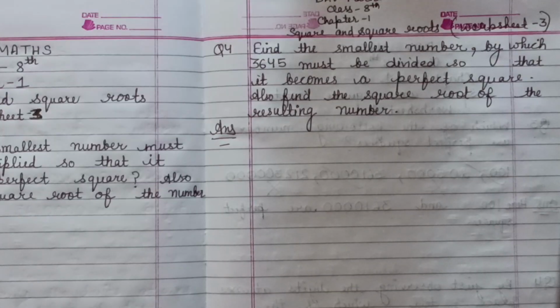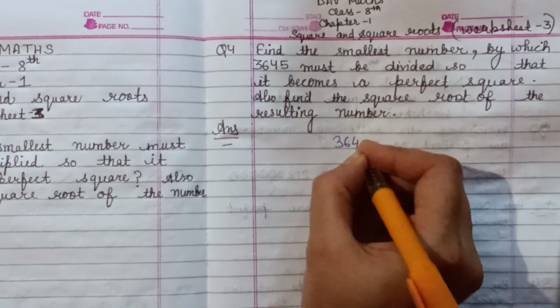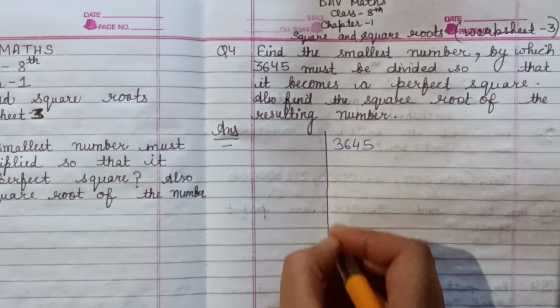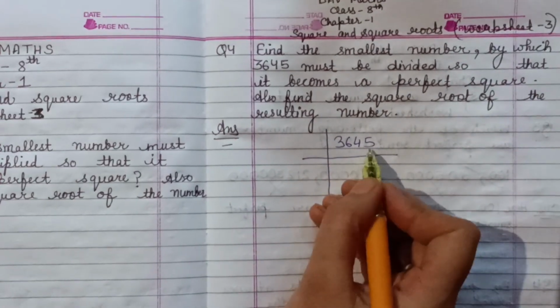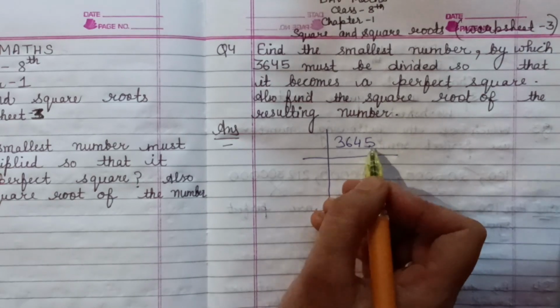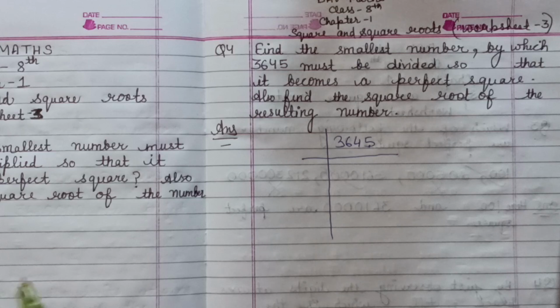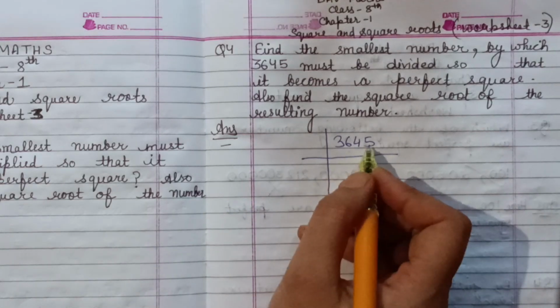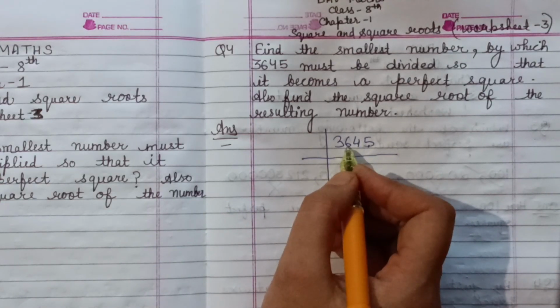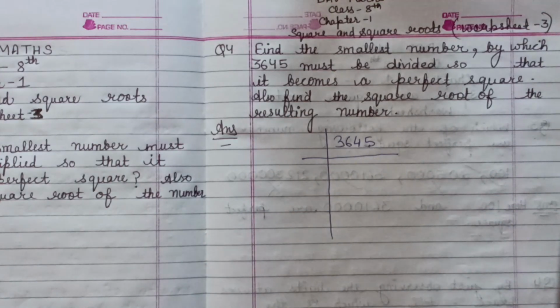Here we do the prime factorization of 3645. Here the last digit is an odd number, so it is not divisible by our first prime number, that is 2. Move to the next, that is 3. 5 plus 4 is 9, 9 plus 6 is 15, plus 3 is 18. The sum of these digits is equal to 18, which is divisible by 3.